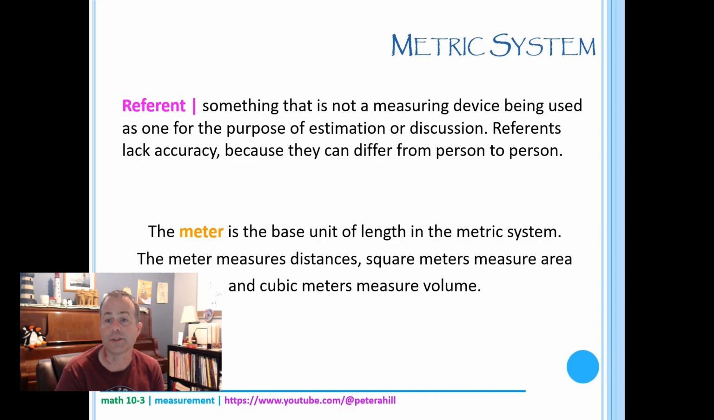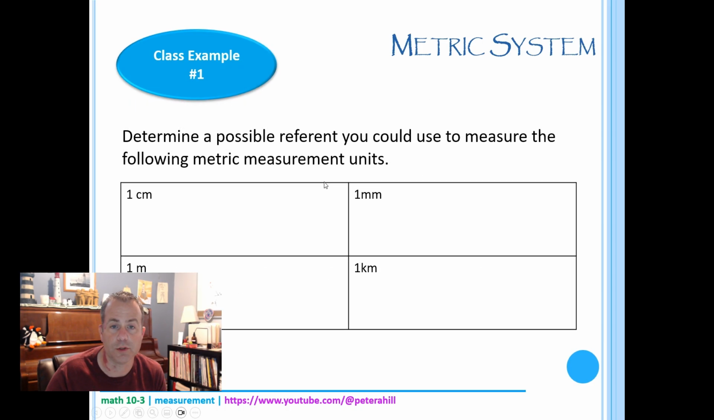The meter measures distances, square meters measure area, and cubic meters measure volume. All right, so in our class example number 1, we're going to determine a possible referent that you could use to measure the following metric units.